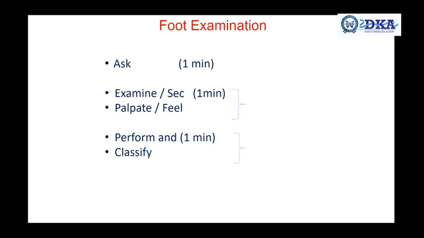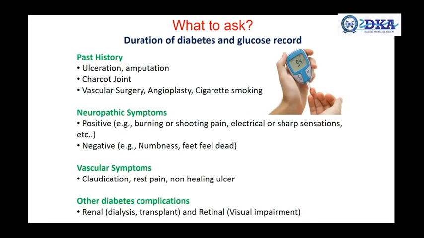First, what are the things that have to be asked about the past? What is the duration of diabetes? Whether the patient already had ulceration, amputation history, or already has Charcot joints, any history of vascular disease or angiopathy, and whether the patient is a smoker. Regarding neuropathic symptoms, they can be broadly divided into positive symptoms and negative symptoms.